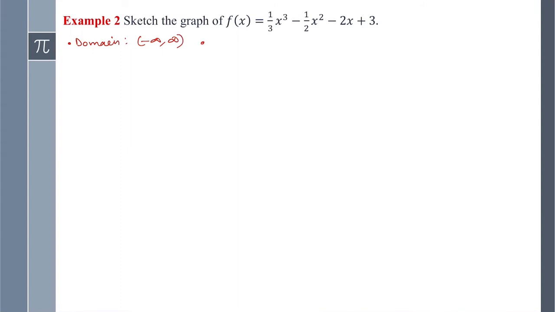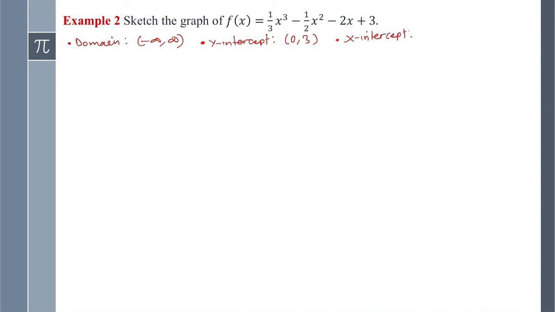Next, let's go ahead and find the y-intercept. Usually in a polynomial function, the constant term represents the y-intercept, or when you make x equal 0, you get 3. So that is the y-intercept. So the y-intercept is (0, 3). Now let's find the x-intercept.